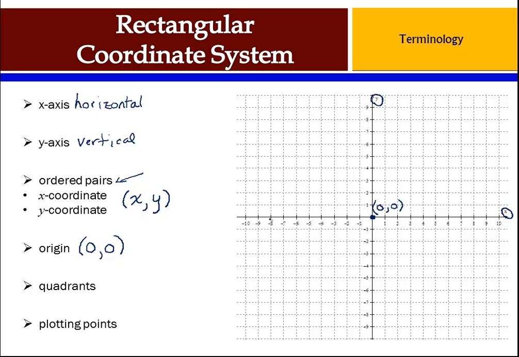These two number lines divide our coordinate plane, that is our flat surface here, into four areas called quadrants, quad meaning four, and they are labeled as follows. In the upper right hand corner we have quadrant 1, followed by, going counterclockwise, quadrant 2. Quadrant 3 is the lower left hand quadrant, and quadrant 4 is the lower right hand section of the coordinate plane.